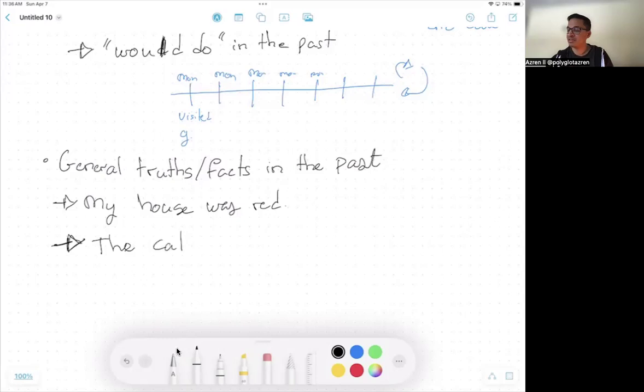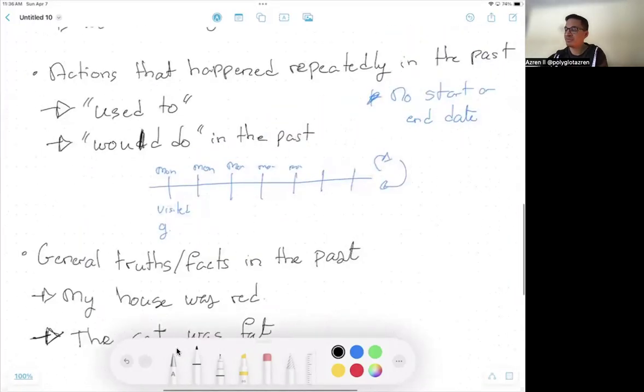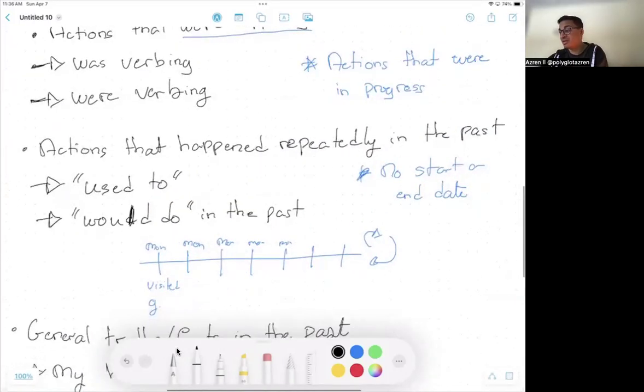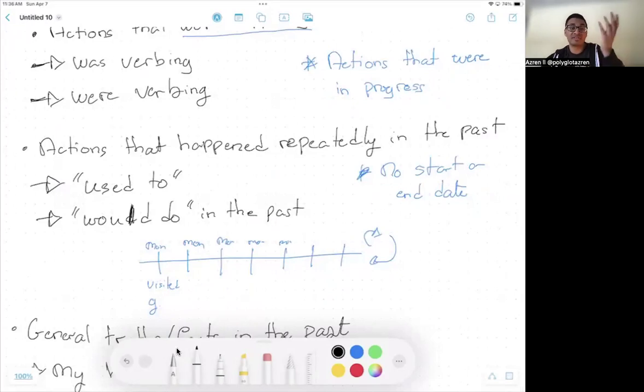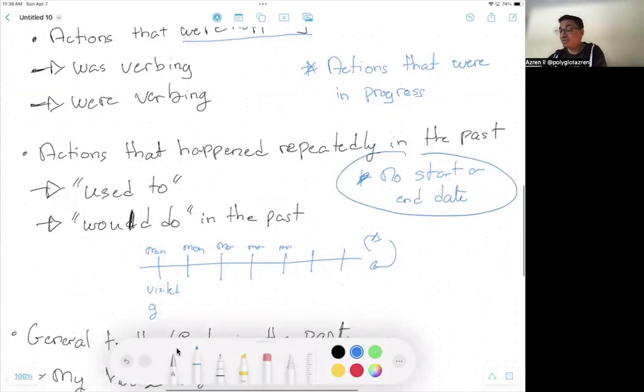Like another example. The cat. I don't know why this came to mind. The cat was fat. The cat was fat. Again, notice, just like up here, right? And actually, for all of them, really, for any of these three circumstances, one thing you'll notice is that there is no start or end date for any of these past sentences in any of the three categories.